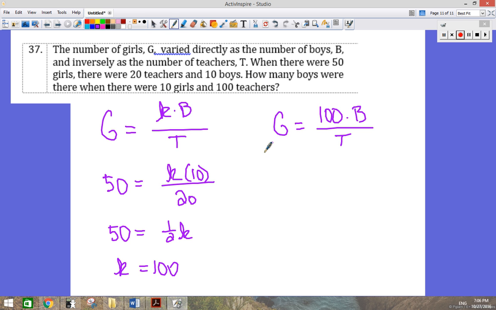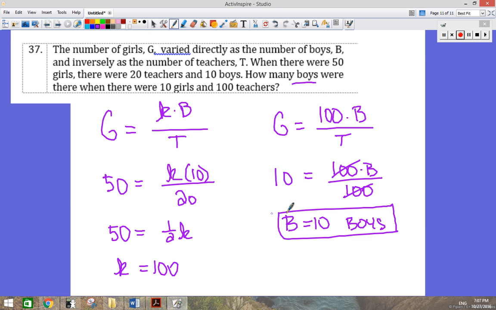Now in this last sentence, the number of boys, the number of girls, the number of teachers, well, they've all changed. It wants me to figure out B, the number of boys. I don't know that, but it says that there were 10 girls. So on the left, that's 10. I don't know how many boys there were, and there were 100 teachers. Well, the 100 divided by 100 is 1, so there has to be 10 boys. So I hope that helps, and I'll talk to you later.